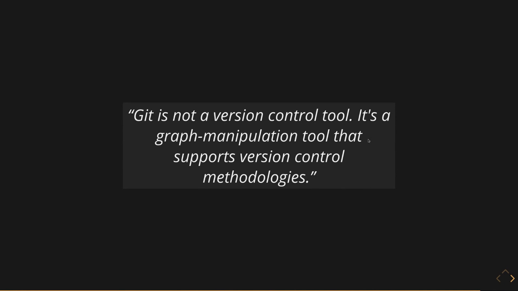The most important takeaway from all of this is actually a quotation I found online on some person's blog, but I couldn't agree more. And it's one of the things that makes Git a bit complicated to learn. Namely, Git is so tightly bound to its internal data structures and to operations on those data structures that in order to understand Git, you really need to understand the commit graph and what you can do to it as a graph. So actually, the quote is, Git is not a version control tool. It's a graph manipulation tool that supports version control methodologies.